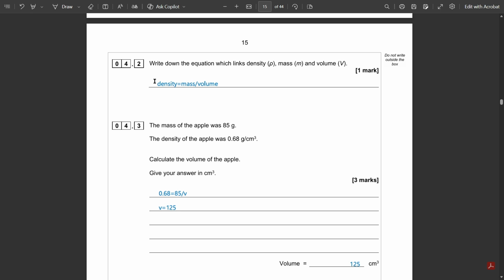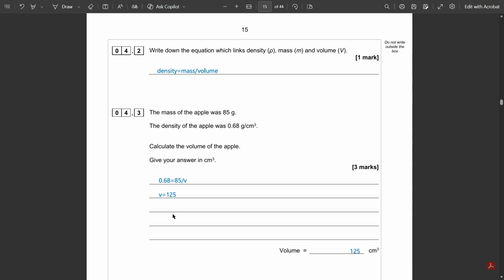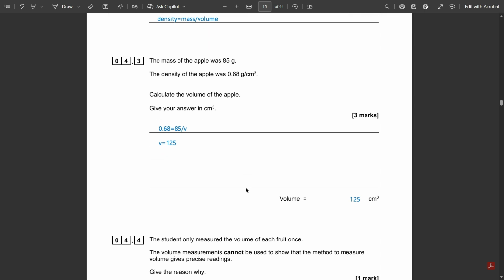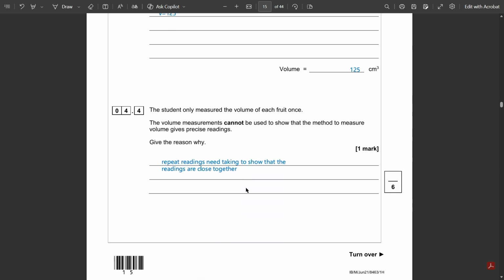And then, as I said earlier, density equals mass over volume. For the next question, you simply plug those numbers in and rearrange for V to get a volume of 125. So much so that, if you've watched any of my other videos, if you know how to rearrange, you can pass GCSE Physics just knowing how to rearrange equations and using your formula booklet. I do believe it's a bit of a joke in that regard, but yeah, rearranging just makes GCSE Physics so much easier if you know how to do it.